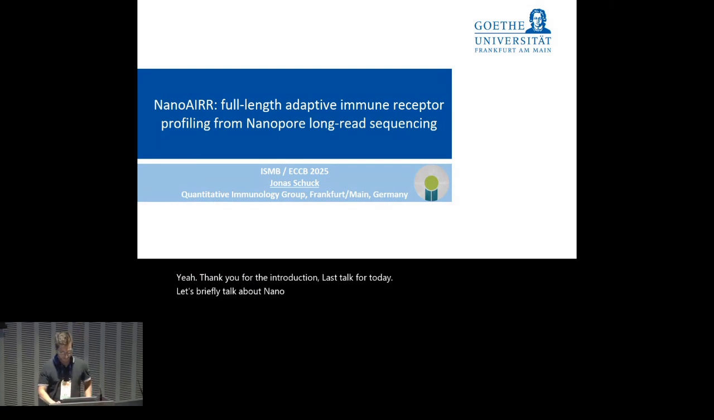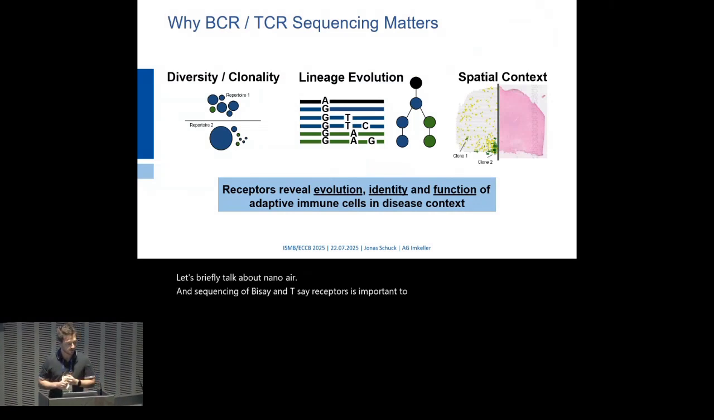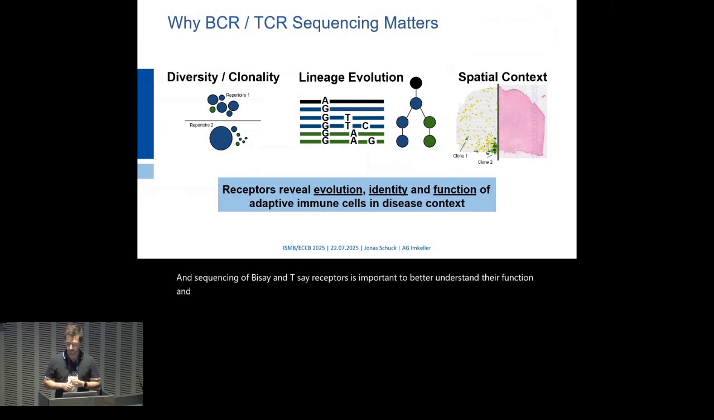Sequencing of B cell and T cell receptors is important to better understand their function and identity in disease context. Key aspects are to look into diversity, repertoire diversity, lineage evolution of clonal groups, and also their spatial context within the tissue.